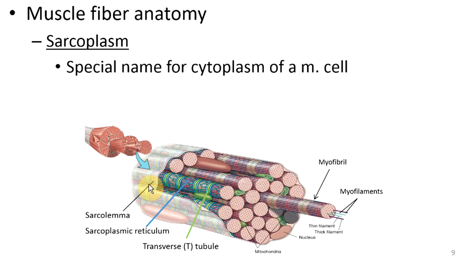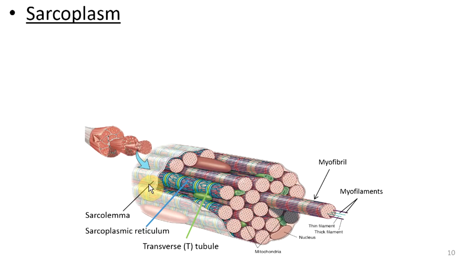You remember sarc means flesh, which is what muscle is, and lemma means covering. The sarcoplasm is another name for the cytoplasm, so the liquid portion of the cell. Inside the sarcoplasm, we have myofibrils, and those are these individual fibers here that make up the cell. Remember, we're looking at a cell right here that's been cut.